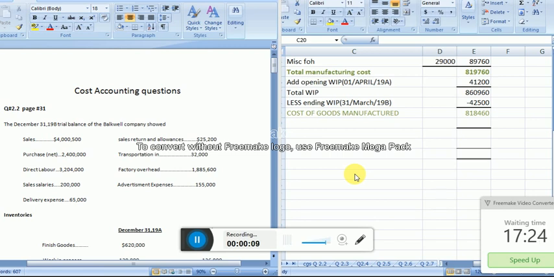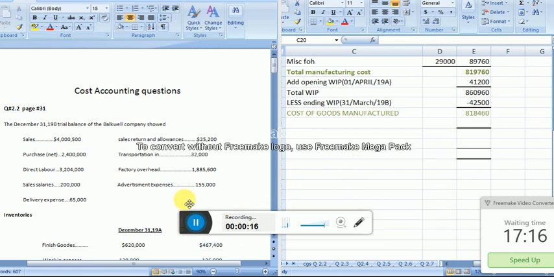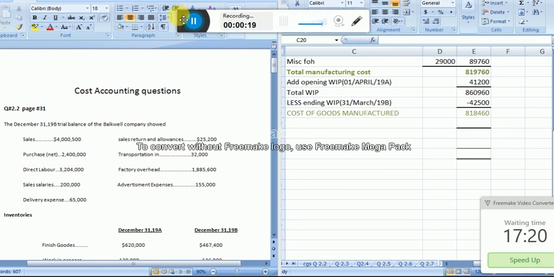Dear students, up to cost of goods manufactured, we solved the question. So cost of goods manufactured means the goods which we produced in 19B, the current year's production, or the finished goods which a company produced in year 19B: 8,18,460.